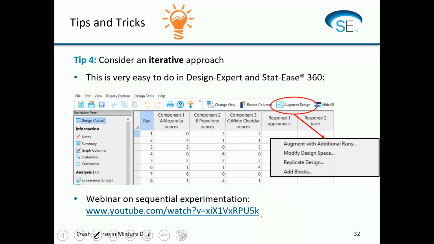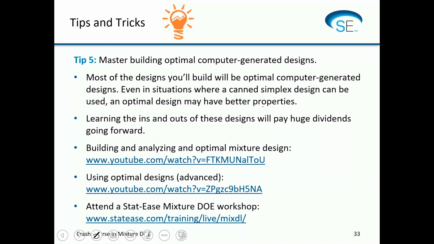So, this is that sequential experimentation video I was talking about. In Statis 360 and in Design Expert, we do now have new features called Augment Design. That's basically if you want to continue on with your design and add more runs without throwing away the original design. So basically like building on a design.